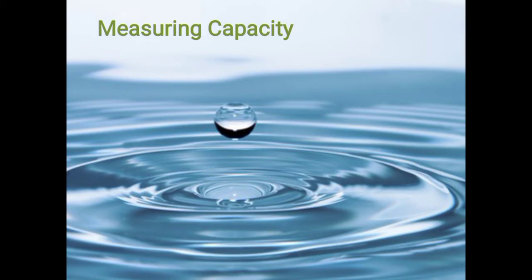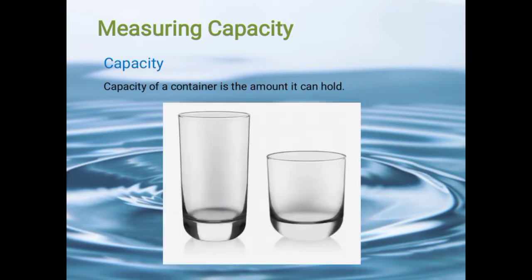So what is capacity? Capacity of a container is the amount it can hold. The bigger glass can hold more water and the smaller glass can hold less water. So the capacity of the bigger glass is more and the capacity of the smaller glass is less.